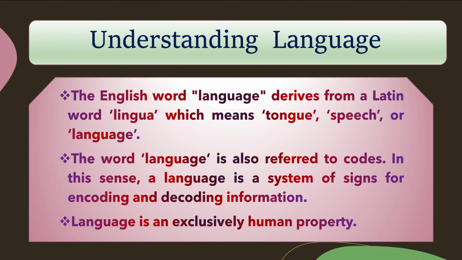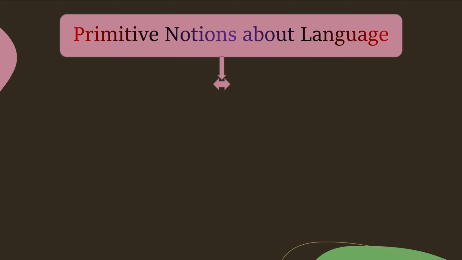Now we move on to the next concept, that is to say, primitive notions about language. What are the notions about language? What are the main ideas about language? What have people, for generations, been thinking about language? So we are going to discuss what primitive notions hold about language, what the oldest opinions hold about language.